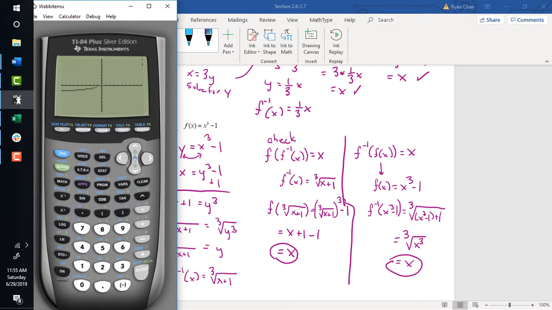Okay, so let's look at what happens here. Oh, whoops. Sorry about that. I'm going to replace the y2 with x, because that's where it's reflecting across.